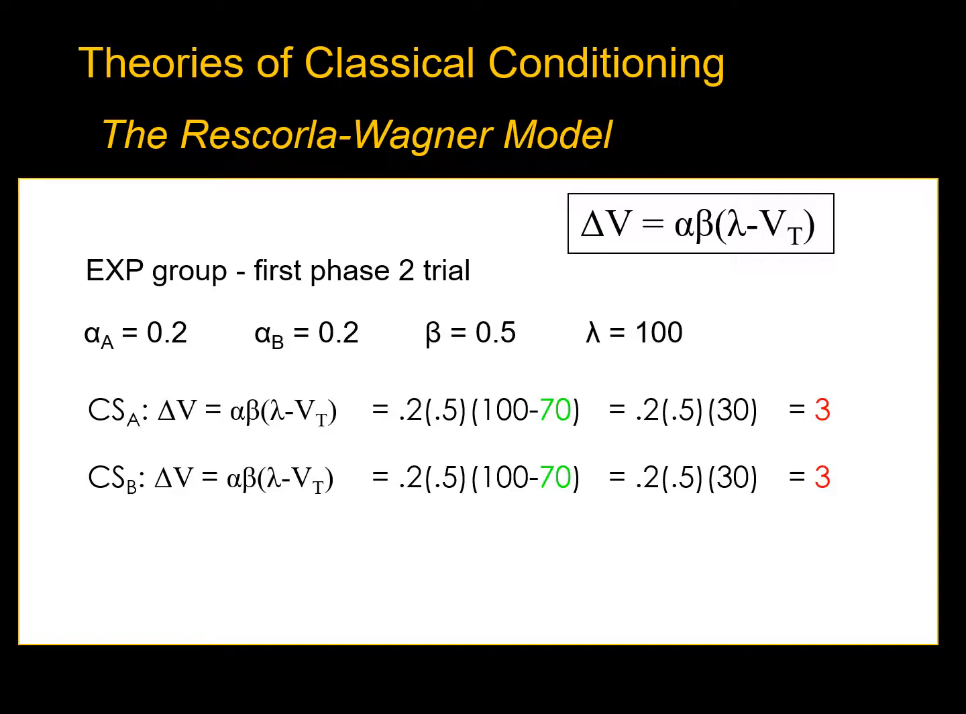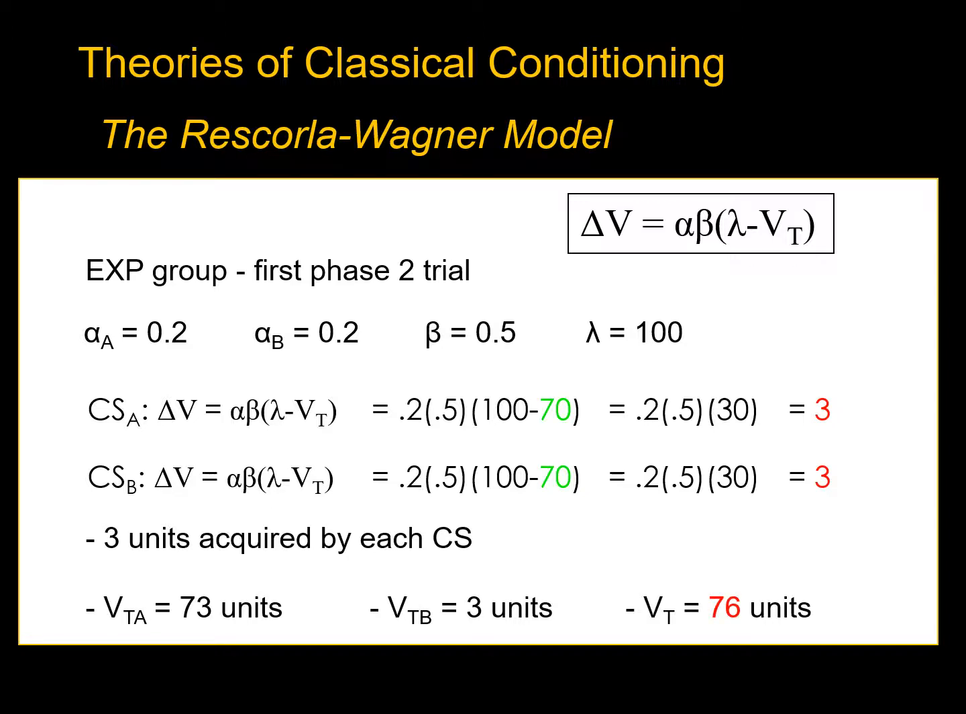So at this point, a couple of questions. What value for V sub t are we going to put in for our next trial that we model here? Oh, 76 sounds reasonable to me. We used up 70 in the first phase just because I said so, and we just used up another 3 units on each CS here, so 76 in total have been used up.